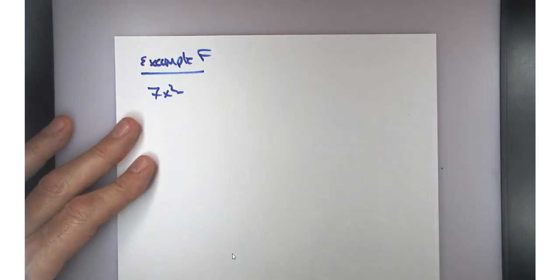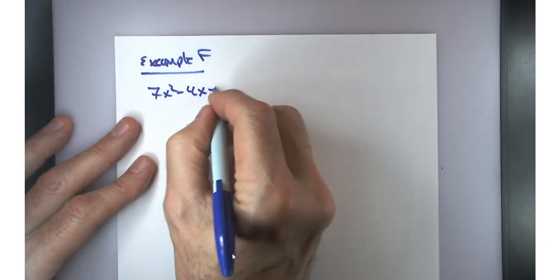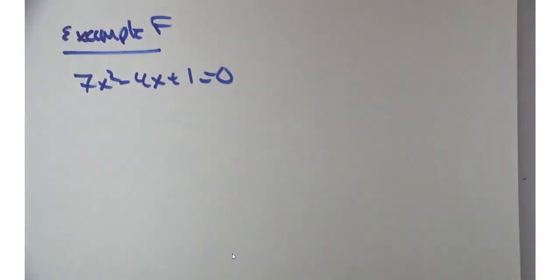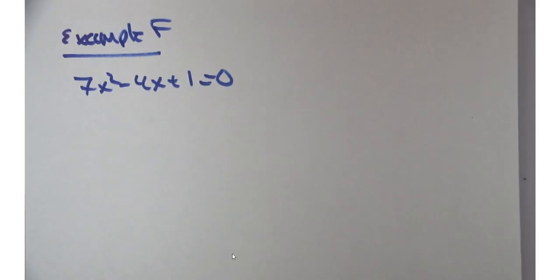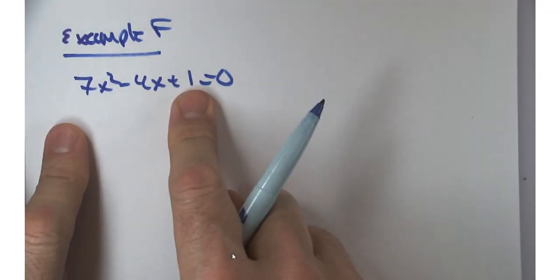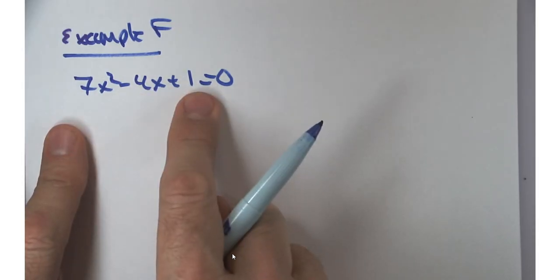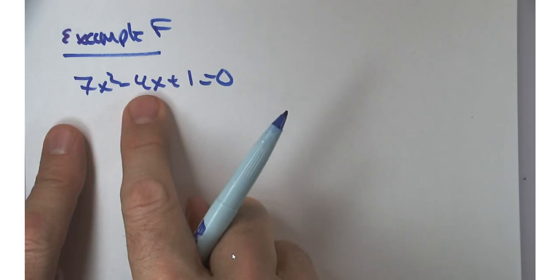Seven x squared minus 4x plus 1 equals 0. First thing to look for is, does this factor? And I'll help you out here. 7 times 1 is 7. There's no two numbers that multiply to 7 and add to negative 4. So you're stuck.